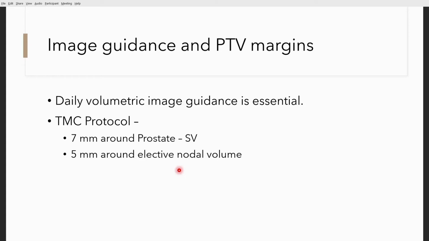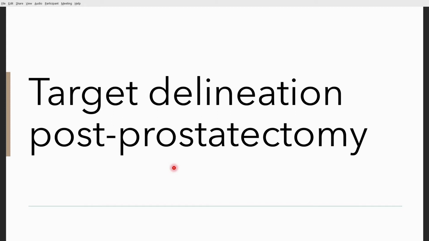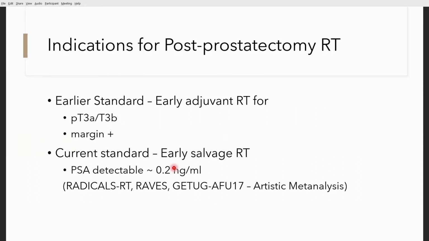Okay, so again, very briefly, the earlier standard was early adjuvant radiotherapy for a pT3a or T3b disease, that is extraprostatic extension or seminal vesicle involvement or positive margins. The current standard is not exactly early adjuvant radiotherapy because 3 recent randomized control trials have shown that early salvage radiotherapy is just as good as adjuvant radiotherapy, and you can actually spare radiation to about 60% of patients. So that's a huge benefit in terms of patient care, where we don't really need to do that.